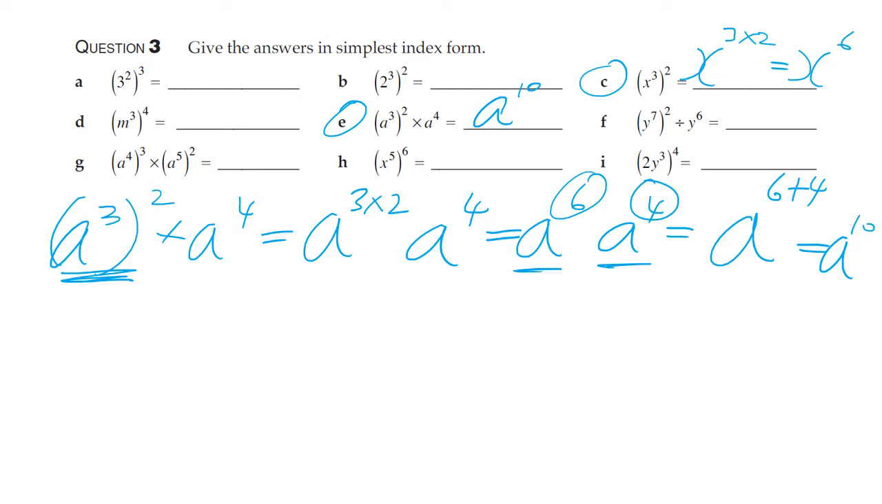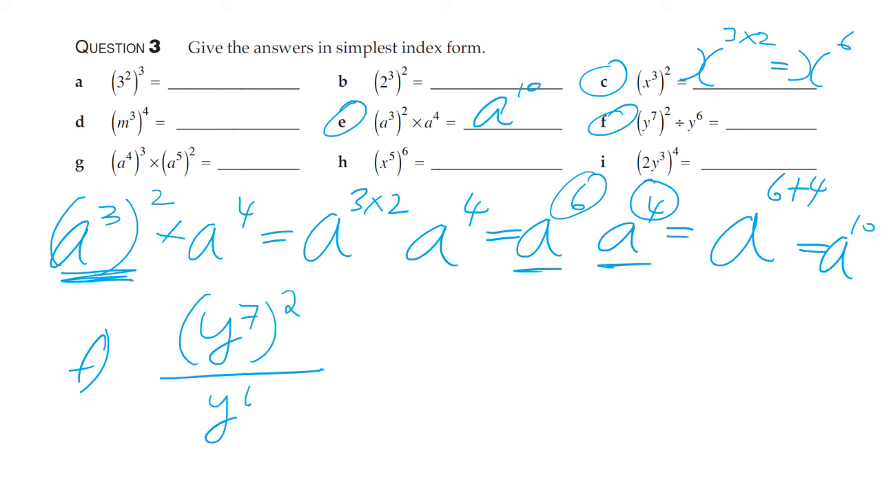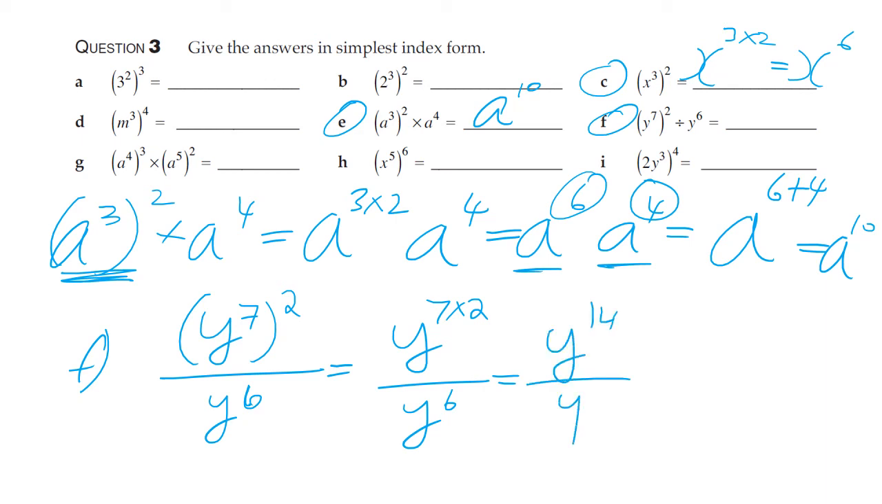I think F is quite challenging, so let's try F. Y to the power of 7 squared divided by y to the power of 6. Y to the power of 7 squared is going to give me y to the power of 7 times 2. Bottom stays the same. Y to the power of 7 times 2 is the same as y to the power of 14 divided by y to the power of 6. And we're dividing numbers with the same base. We can just minus the powers. So y 14 take 6, which means I will end up with y to the power of 8.